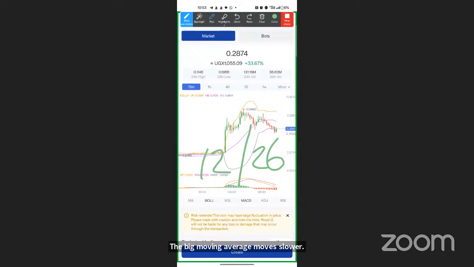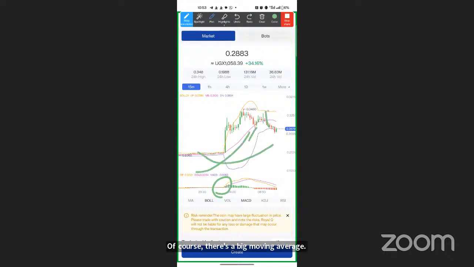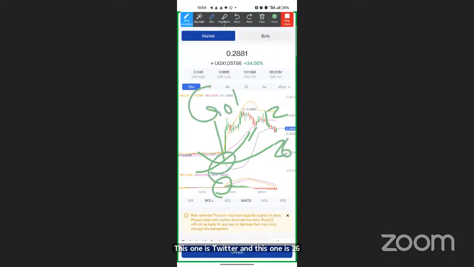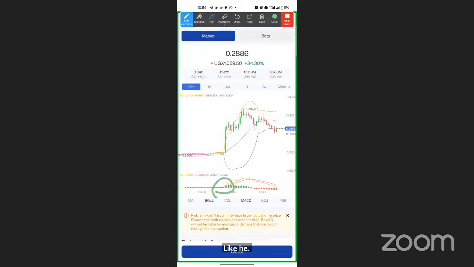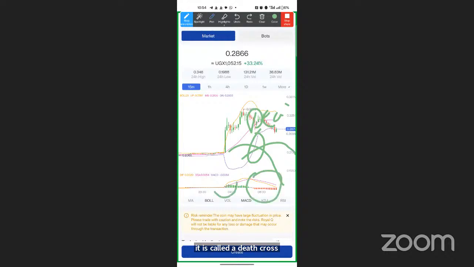And when a small moving average crosses a big moving average above, like this one is 12 and this one is 26, this is called a golden cross, like here. And when the 12 crosses and it remains above, it is called a golden cross. When the 12 crosses and it remains below, it is called a death cross. So death means the market is going to go down. Golden means the market is going to go up.